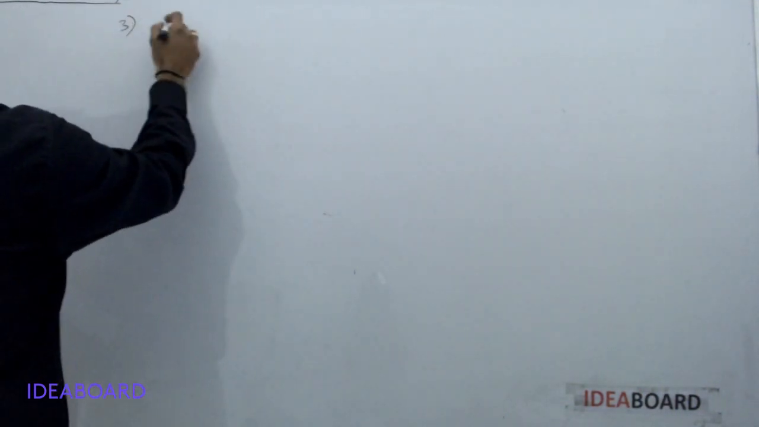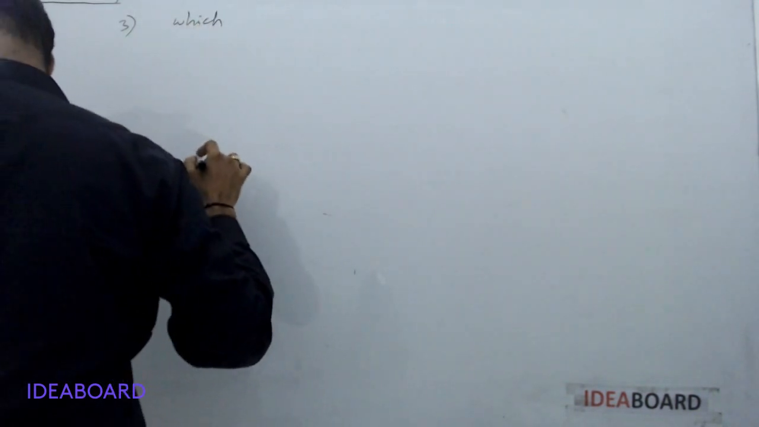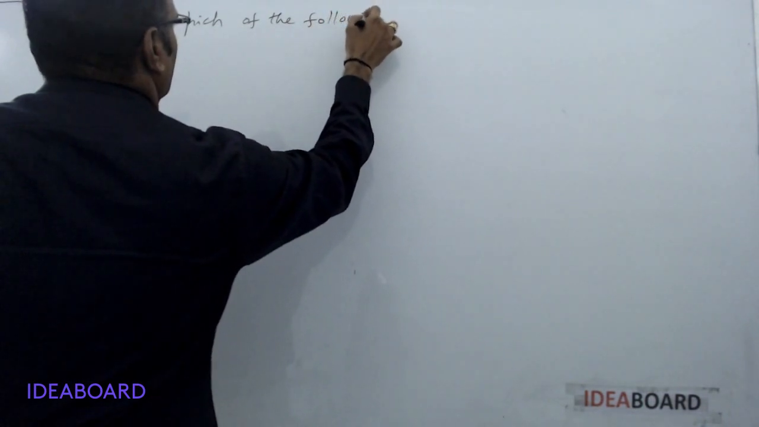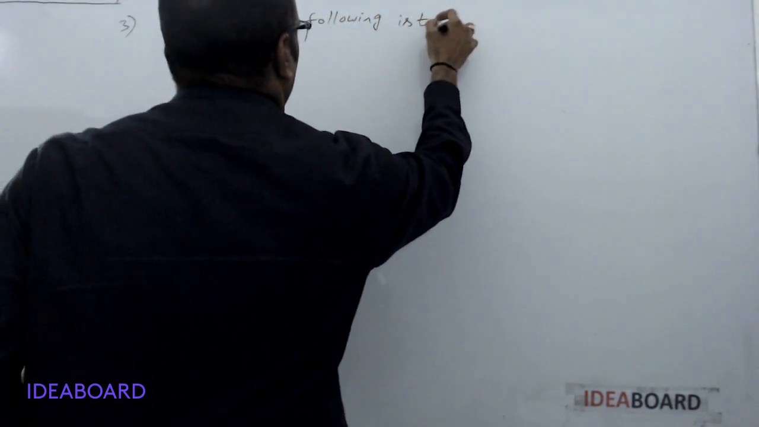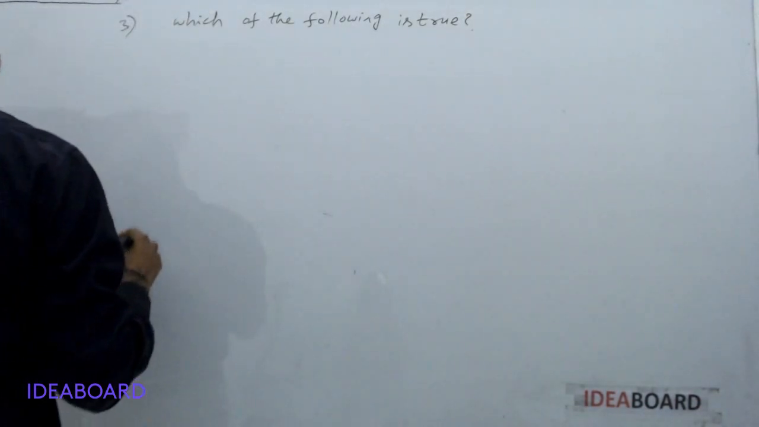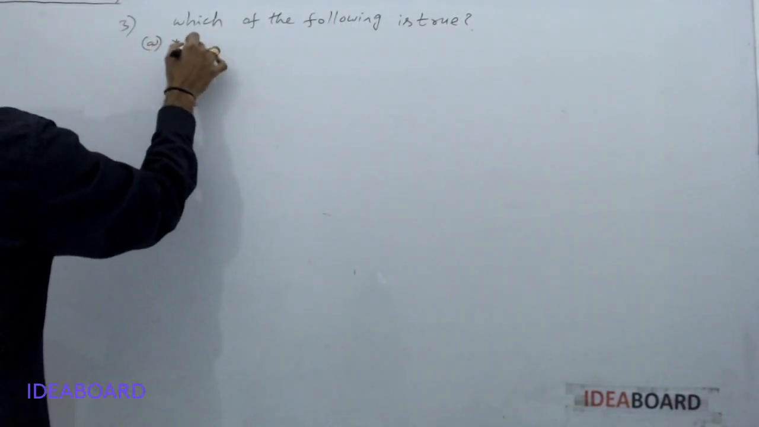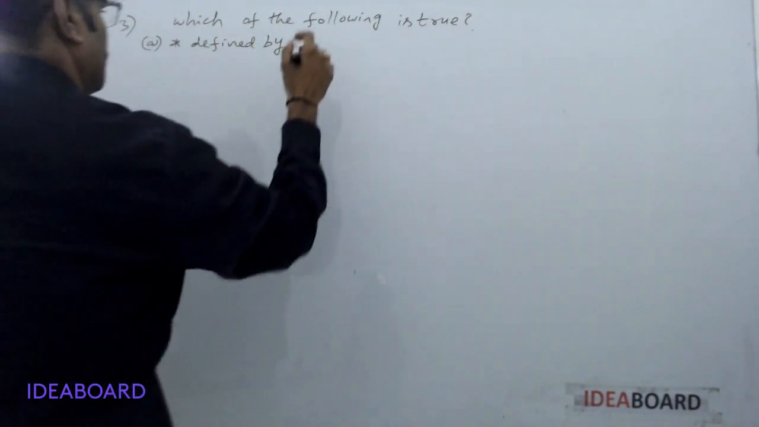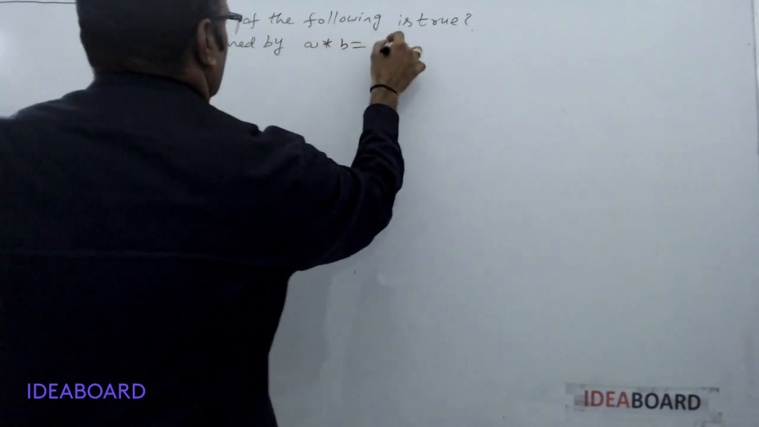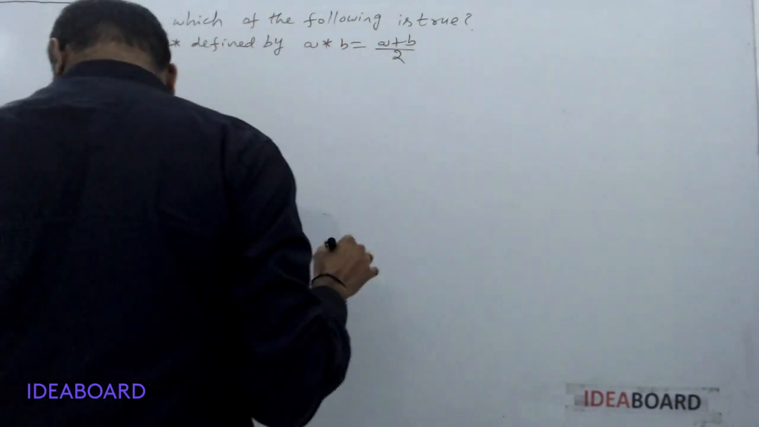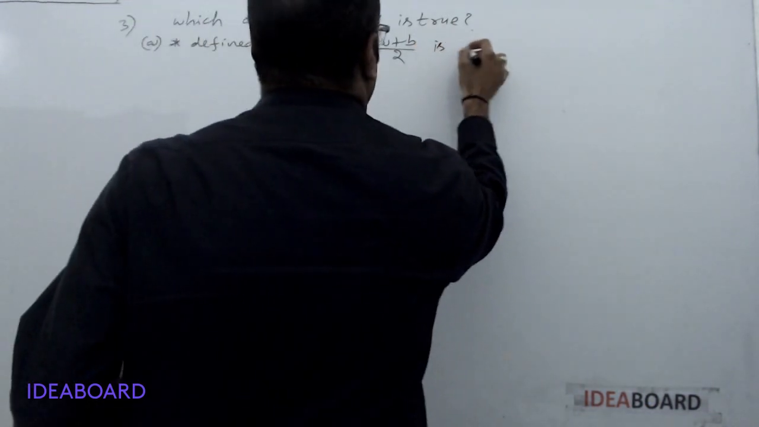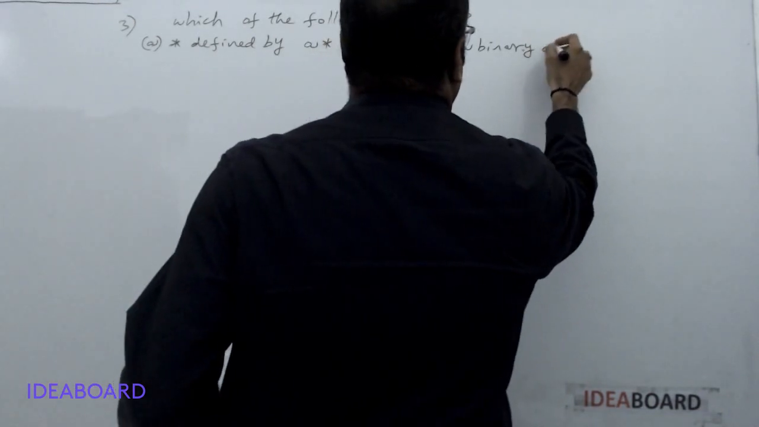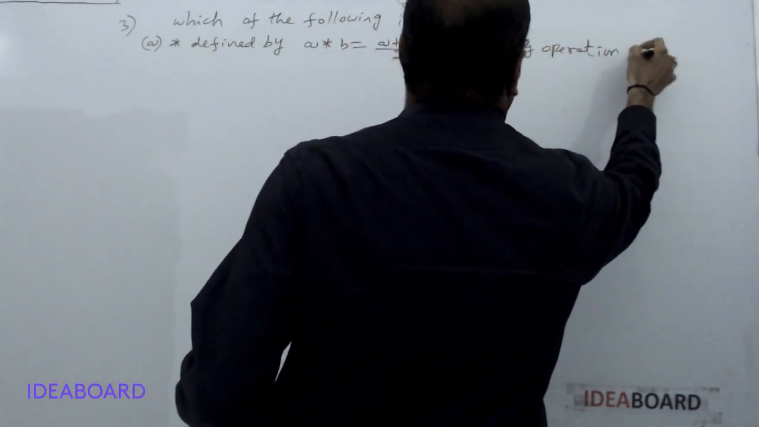Third problem. Which of the following is true? A. Star defined by a star b equal to a plus b by 2 is a binary operation on Z.